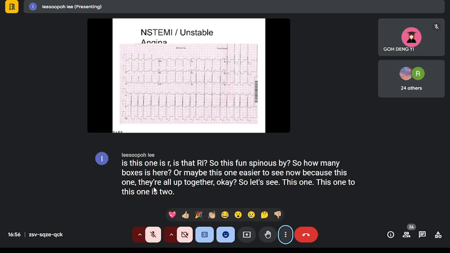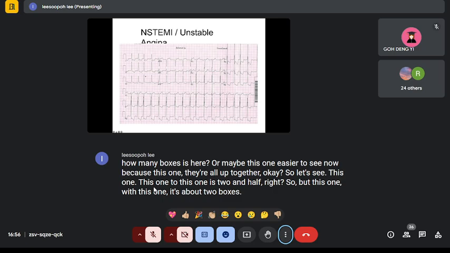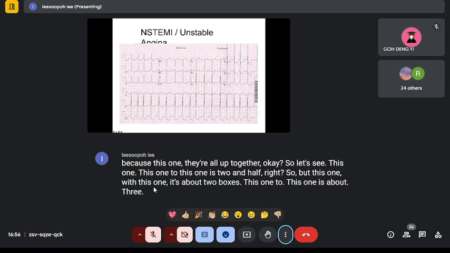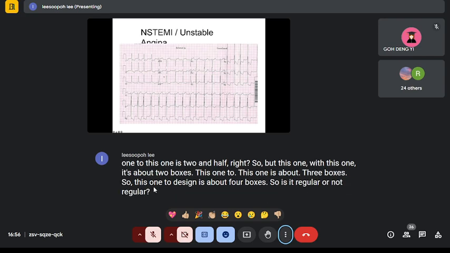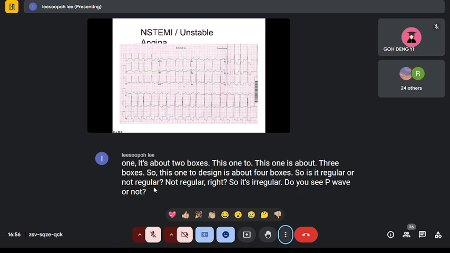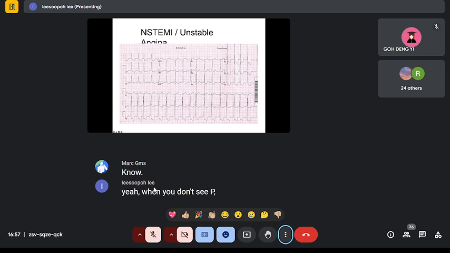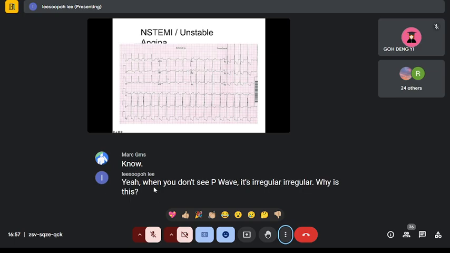Let's see this one. This one to this one is 2.5, right? But this one to this one is about 2 boxes. This one to this one is about 3 boxes. This one to this one is about 4 boxes. So is it regular or not regular? Not regular, right? So it's irregular. Do you see a P wave or not? No. When you don't see a P wave and it's irregular, what is this?